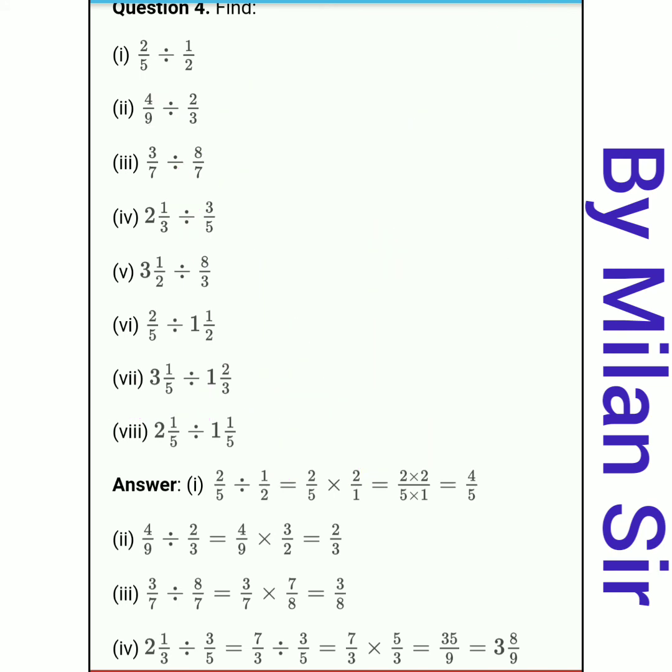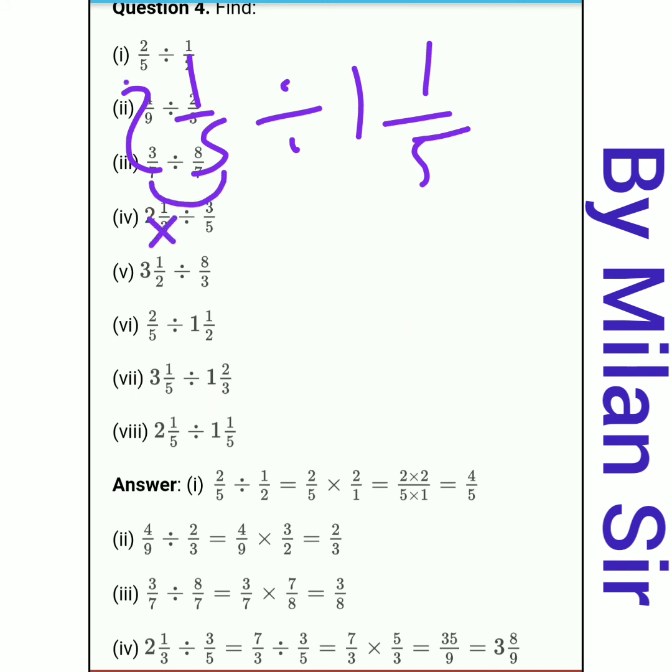Okay, then question number 8: 2 integer 1 by 5 divided by 1 integer 1 by 5. First of all, we need to convert these two mixed fractions into improper fractions. So 5 2s are 10, plus we add our numerator: 10 plus 1 is 11, divided by 5 as it is.